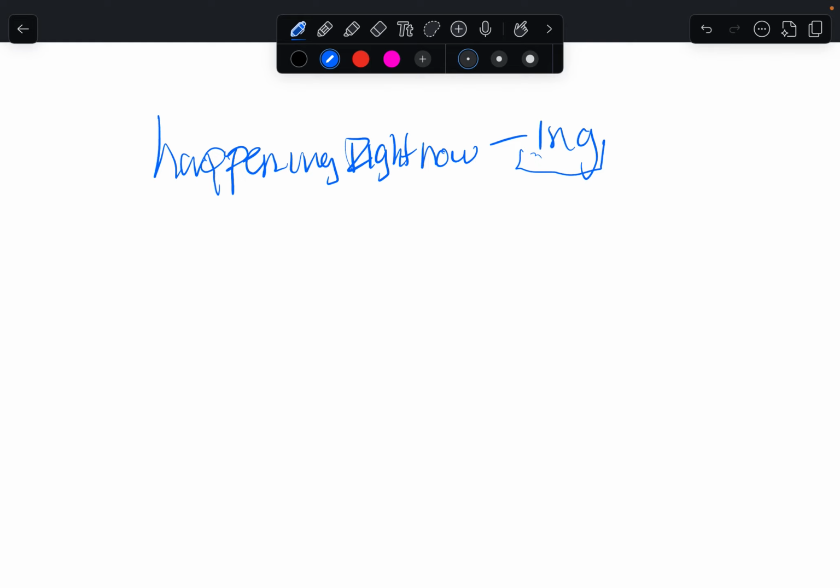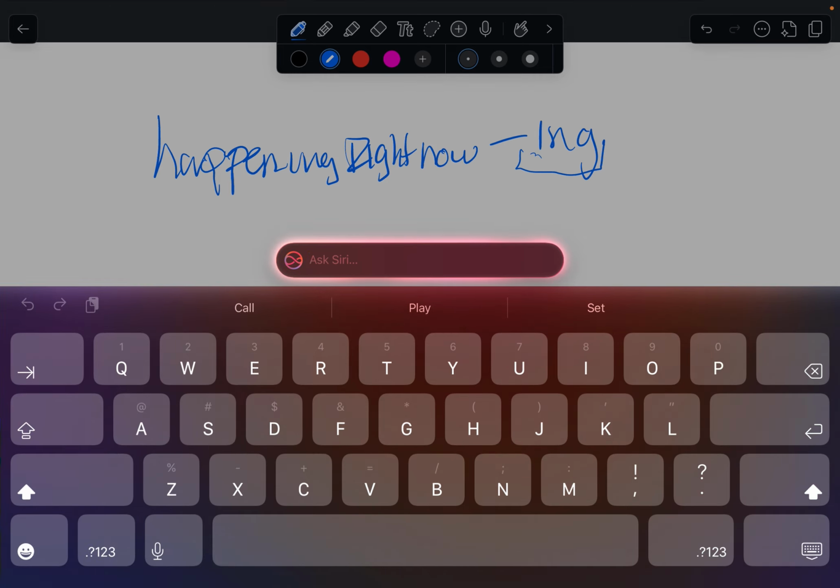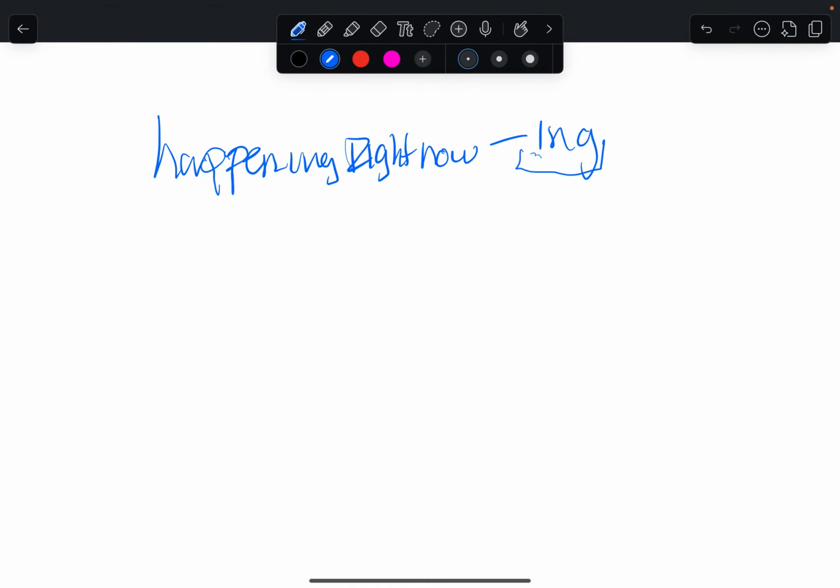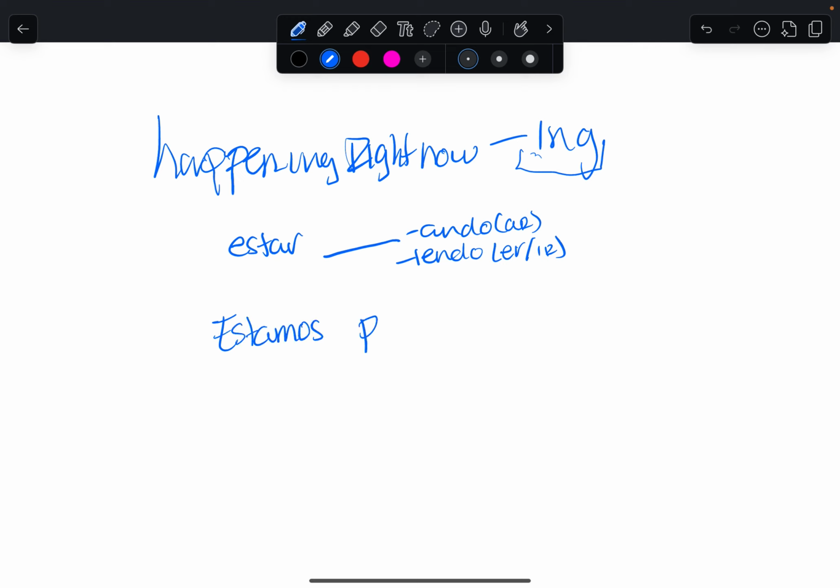So in Spanish, the way this is broken down is into two parts. The verb is in two parts. So you have the word estar, and then your verb that ends in ando or yendo. This is for AR verbs. This is for ER and IR verbs. So an example would be estamos presentando.